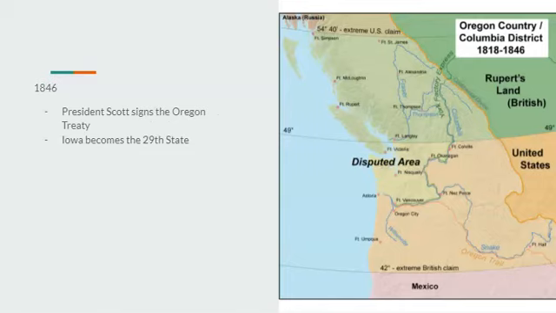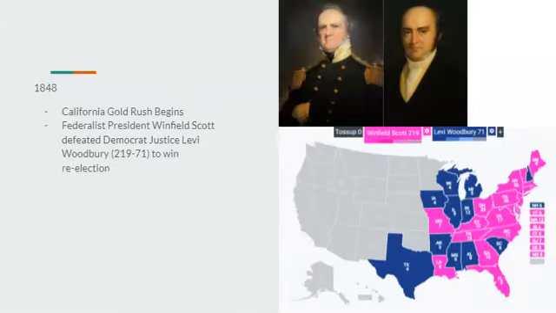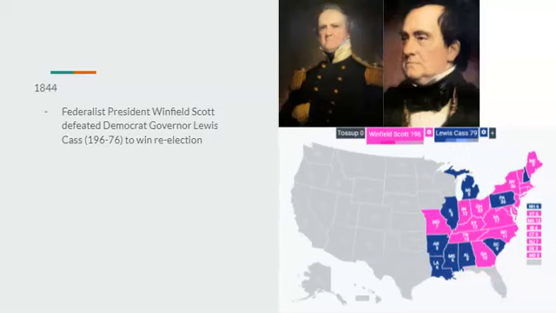In 1846, President Scott would sign the Oregon Treaty, which is the parallel that establishes the line above Washington and British Columbia. But Iowa would become the 29th state. 1847, there's nothing noteworthy. Going on to 1848, the California Gold Rush would begin. And Winfield Scott, still very popular, goes on to face off against Associate Justice of the Supreme Court Levi Woodbury. However, Winfield Scott would defeat Woodbury 219-71 to win his third term.